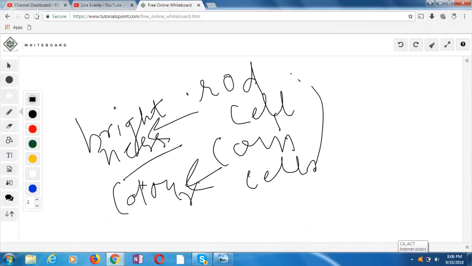Which cell is responsible for color? Cone cells, CONES. I have not written the spelling right. C-O-N-E-S. Look here. Cone cell. This cell is responsible for color. Now, cone cells are of different types. Primary cone cells, secondary cone cells. Primary cone cells will identify red, yellow, green kind of colors.